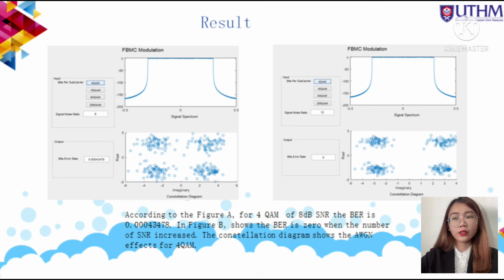As you can see on the left side, the scatter diagram is not clear. It's very hard to see that the constellation diagram is 4 QAM, but when the SNR is increased and the BER is 0, you can see clearly that it is a constellation diagram for 4 QAM.